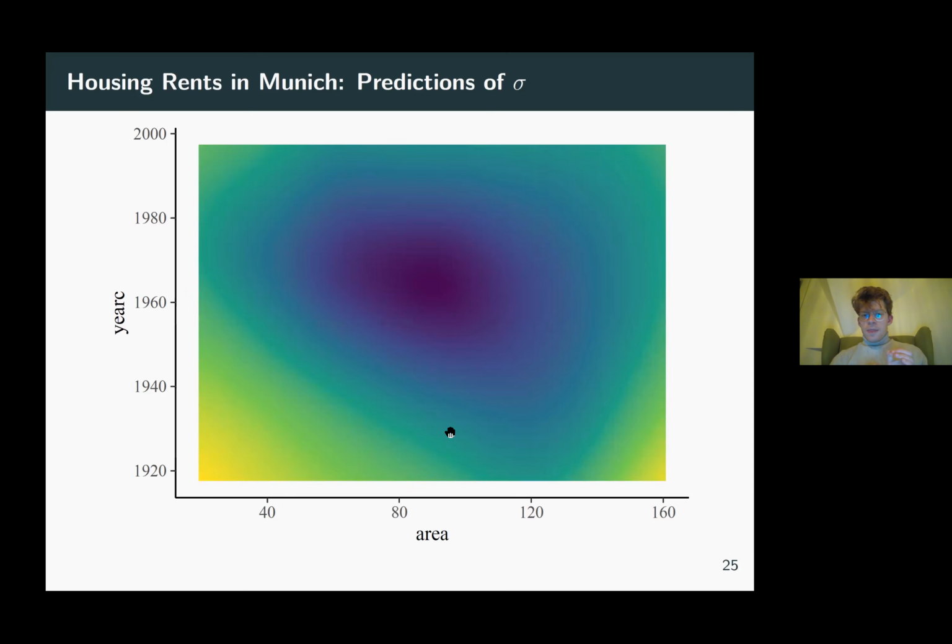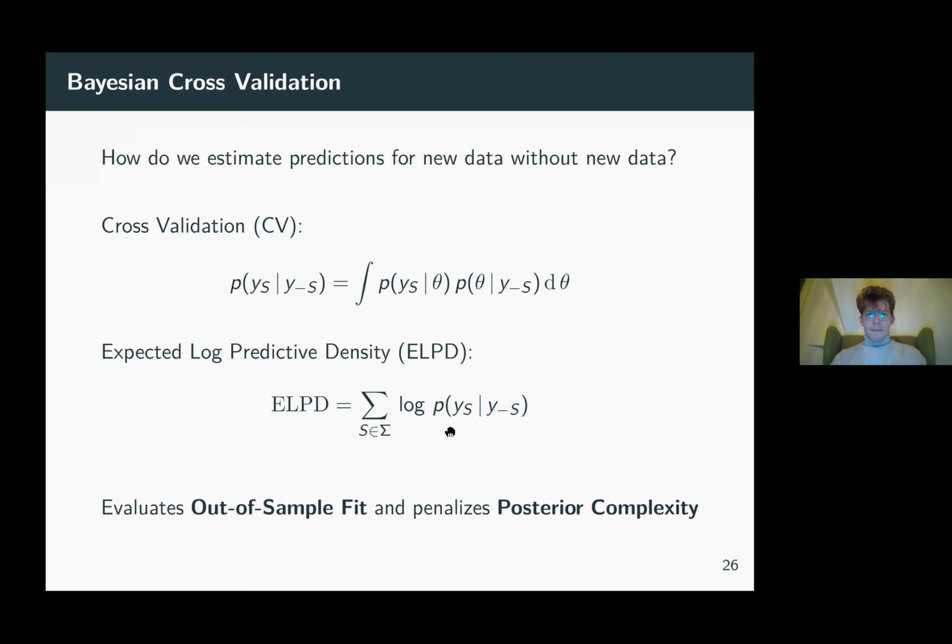So we see there's particularly high variation in the rent per square meter for very small apartments of very low construction years, so in the bottom left or in the bottom right, while there's comparably little variation if we have average areas with construction years around the 1960s. So we get a lot of additional information by not only modeling the mean, but also by modeling the residual standard deviation, sigma. Okay.